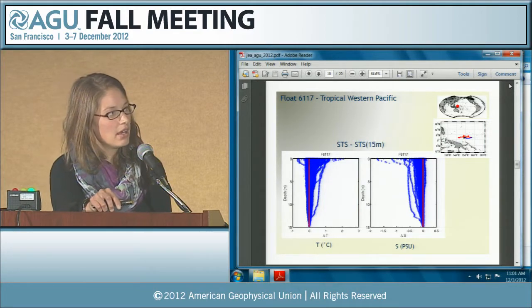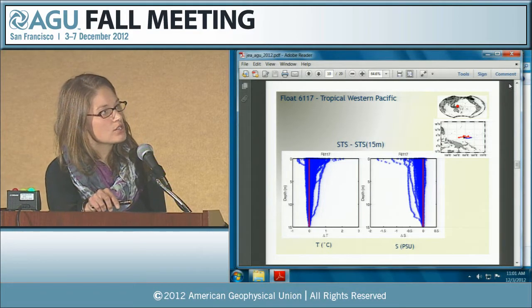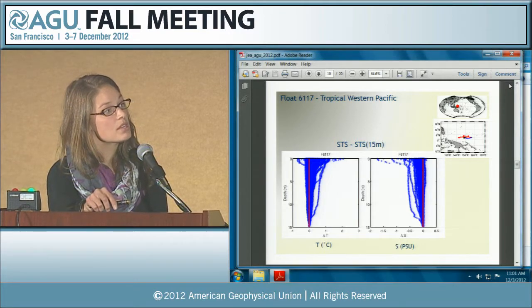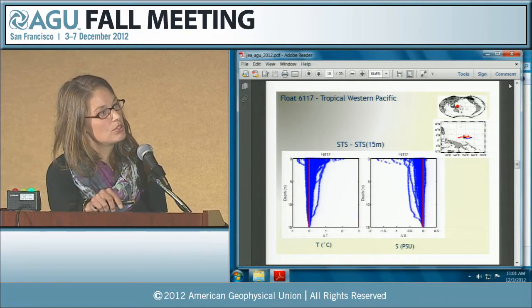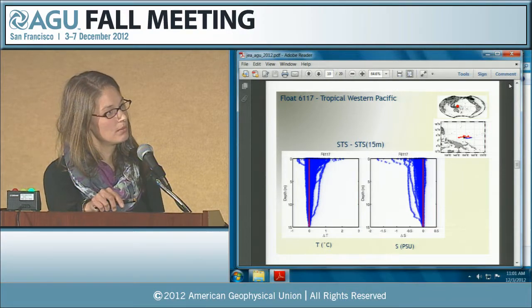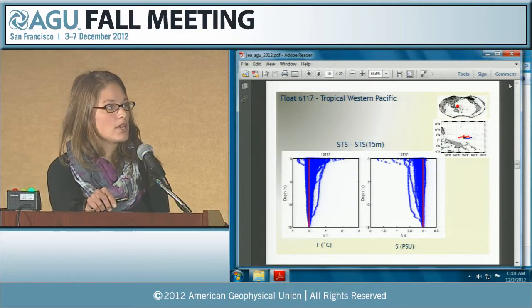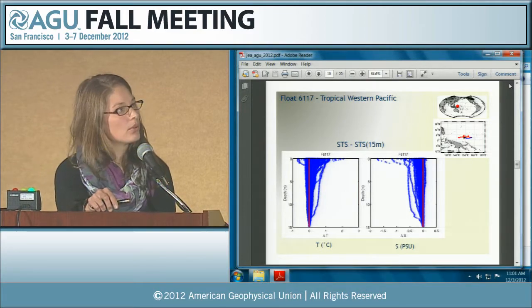So to get a better idea of just how large this is, we difference from 15 meters, the STS data at 10 centimeter intervals. We can see a warming of up to 2 degrees C in the upper meter of the water column, which quickly decays with depth, and likewise freshening of up to 2 PSU in the upper water column.